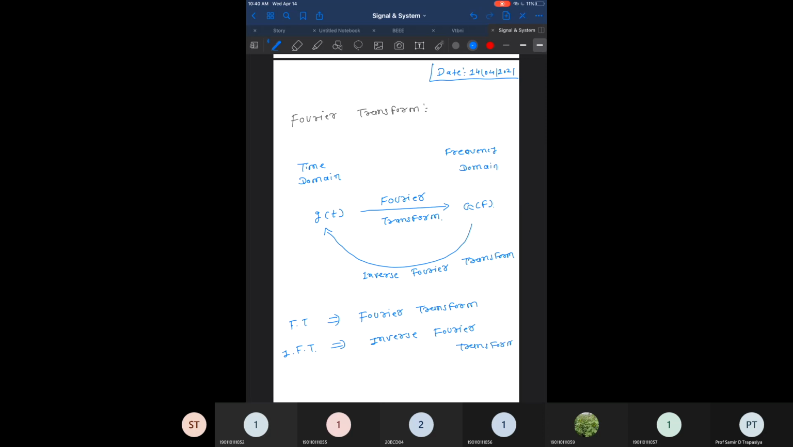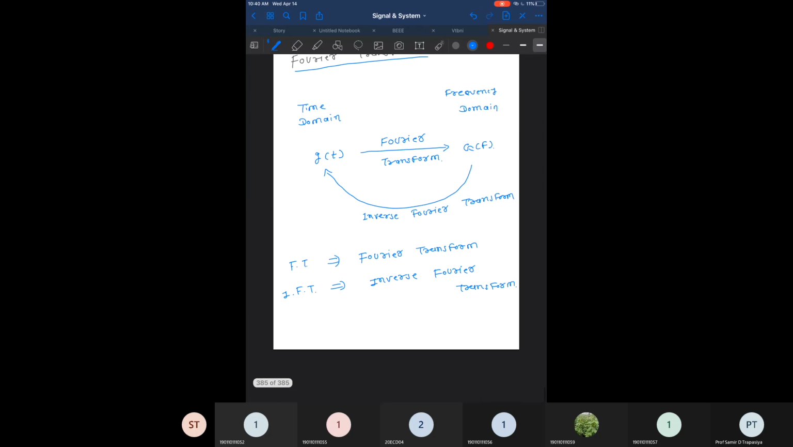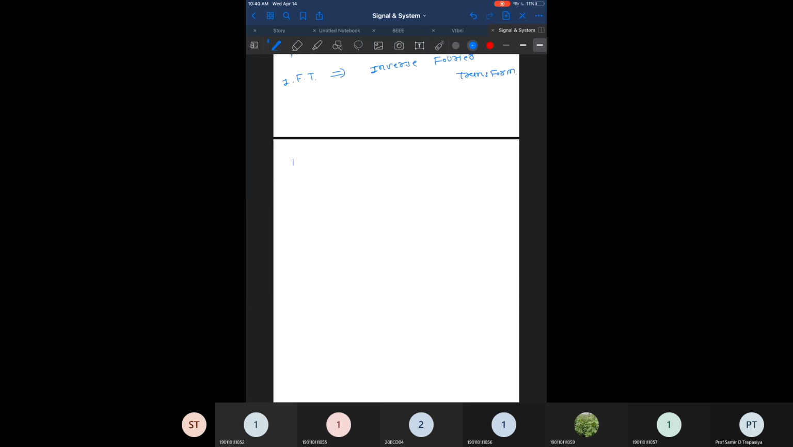Very importantly, we need to understand what the need is to convert a time domain signal to a frequency domain signal. There are some hidden aspects which cannot be highlighted in a time domain signal. There are a few questions, like: what is the bandwidth of the signal? This is a very important question.